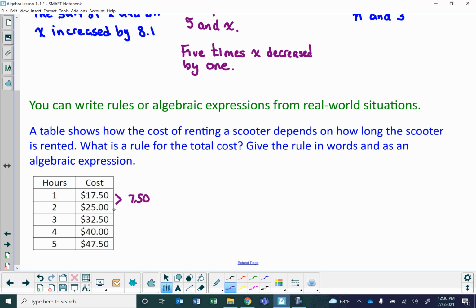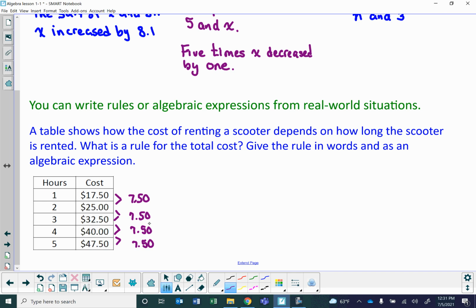From $25 to $32.50, that also goes up by $7.50. And then from $32.50 to $40 also goes up by $7.50. And $40 to $47.50 also goes up by $7.50. So each of my cost increases is $7.50, which means to me that my brain thinks that, ooh, I probably have to spend $7.50 per hour, and then I have to pay either a deposit or maybe there's a rental for my helmet or something of that nature.